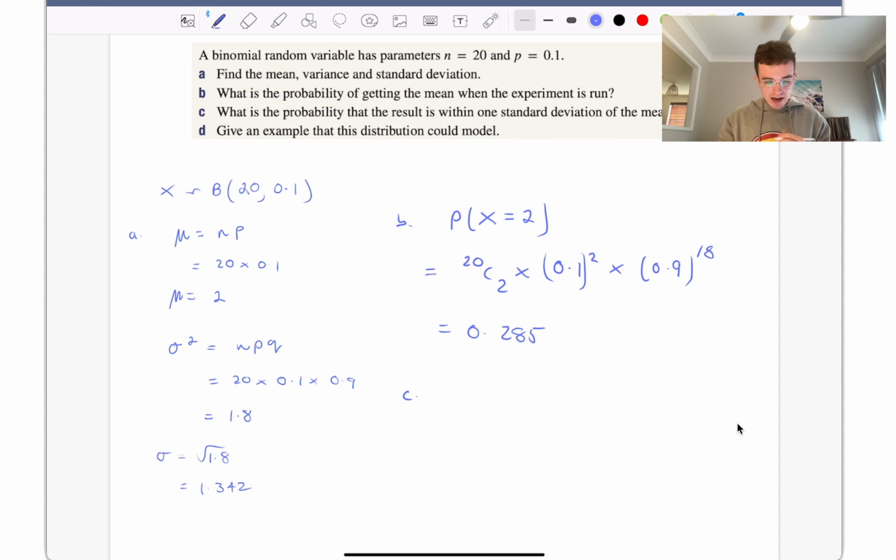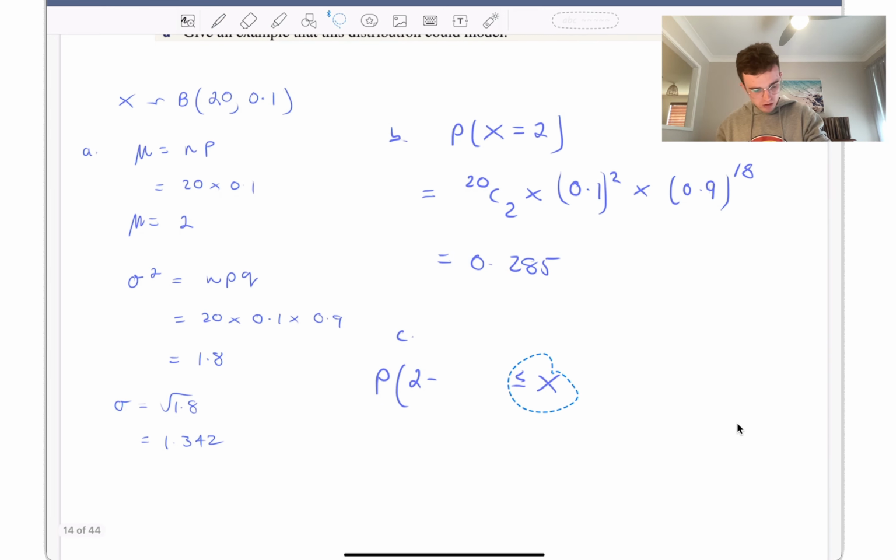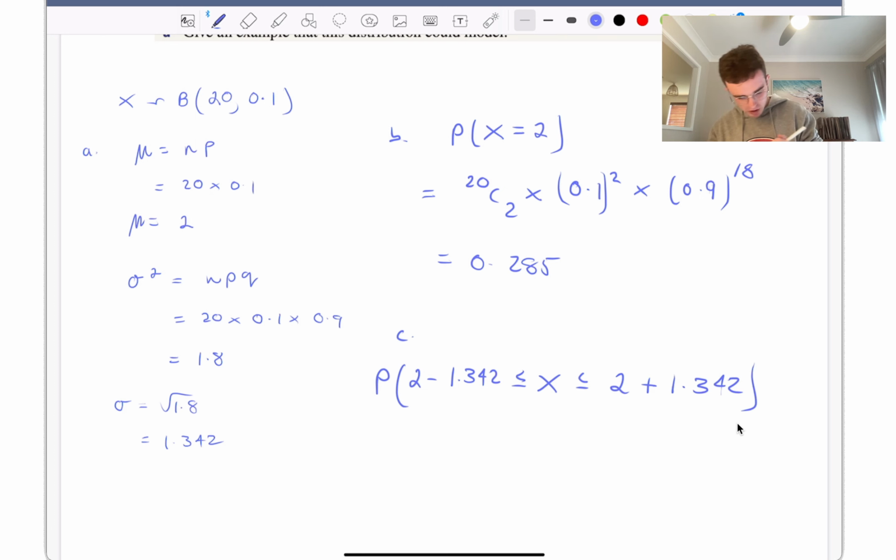So for one standard deviation of the mean, we're going to look above and below. The mean is 2, so really we're looking at the probability that x is between 2 minus 1 standard deviation, which we figured out was 1.342, and 2 plus 1.342. So we're looking at the probability that they're in between each of those. That's the probability that 0.658 is less than x, which is less than 3.342.